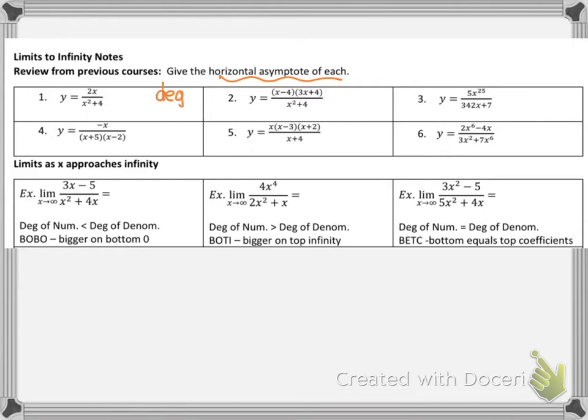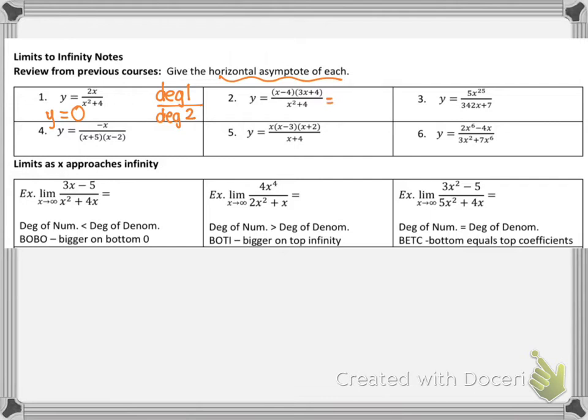So in the first one, the degree of the numerator is 1. That's the largest exponent. And the degree of the denominator is 2. If it's bigger on the bottom, the horizontal asymptote is y equals 0. Hopefully that's something you memorized in a previous course.